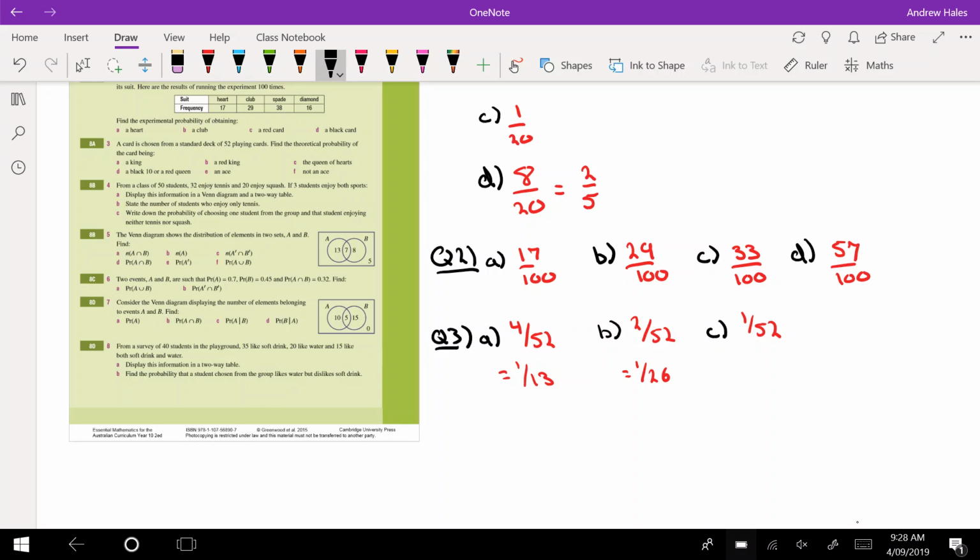On a less embarrassing note, a black 10 or a red queen. A black 10, well, there's 2 of those. A red queen, there are 2 of those. So that means in total, there's going to be 4 out of 52, which again simplifies to 1 out of 13.